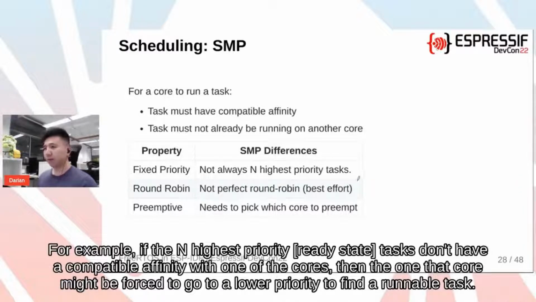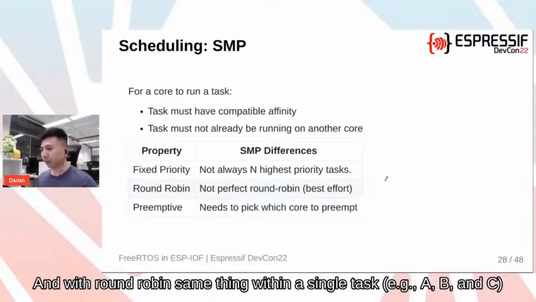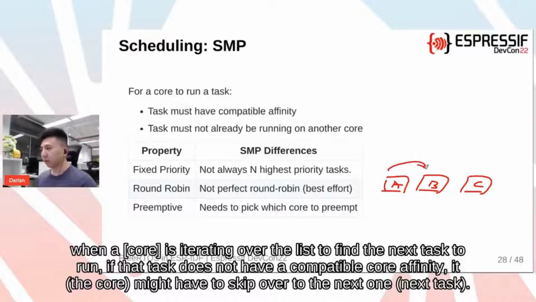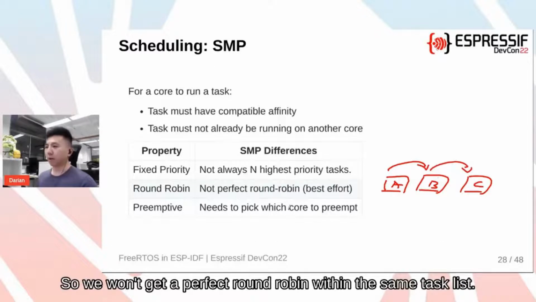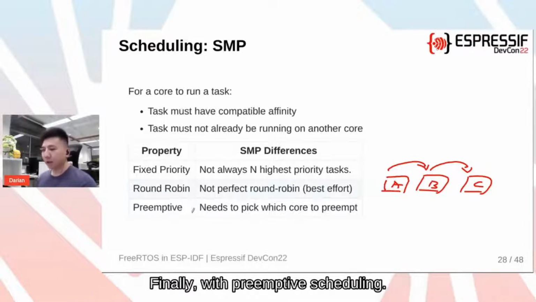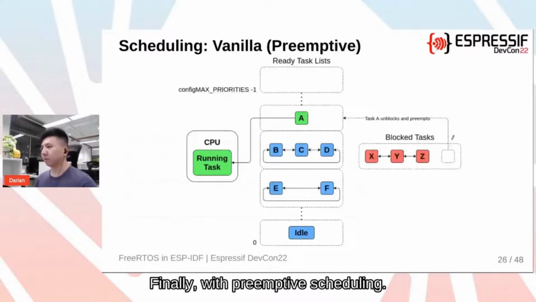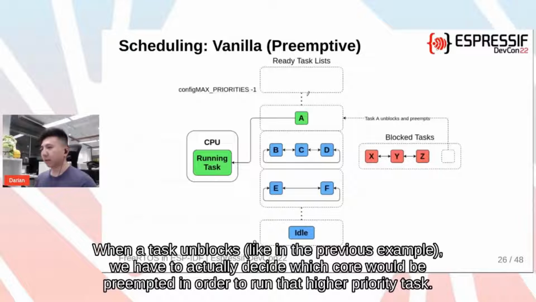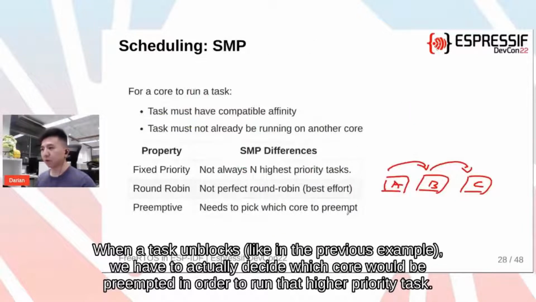might be forced to go to an even lower priority to find a runnable task. And with round robin, same thing. Within a single task list, let's say there's A, B, and C. When a core is iterating over the list to find the next task to run, if that task does not have a compatible core affinity, it might have to skip over to the next one. So we won't get a perfect round robin within the same task list. And finally, preemptive scheduling. When a task unblocks, like in the previous example, we have to decide which core would be preempted in order to run that higher priority task.